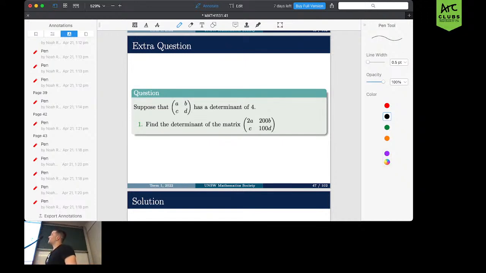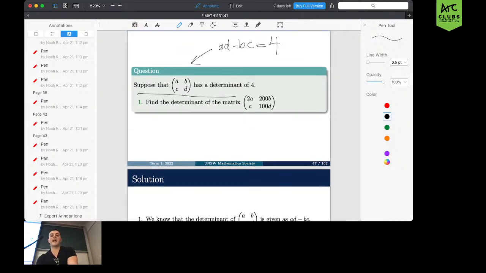So suppose that the determinant of this matrix here is 4. We want to find the determinant of this new matrix here. So what we know just from this part alone is, how do we find the determinant of this matrix? You do AD minus BC, and we know that that's 4. Right, that's just what this part told us. Find the determinant of this matrix. Well, how do you do that?